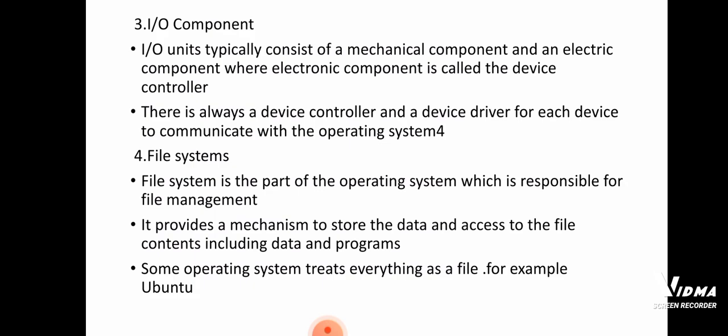Third one, I/O component. An I/O unit typically consists of a mechanical component and an electronic component, where the electronic component is called the device controller. There is always a device controller and a device driver for each device to communicate with the operating system. Fourth one, file system. The file system is a part of the operating system responsible for file management. It provides a mechanism to store data and access file contents, including data and programs. Some operating systems treat everything as a file, for example Ubuntu.